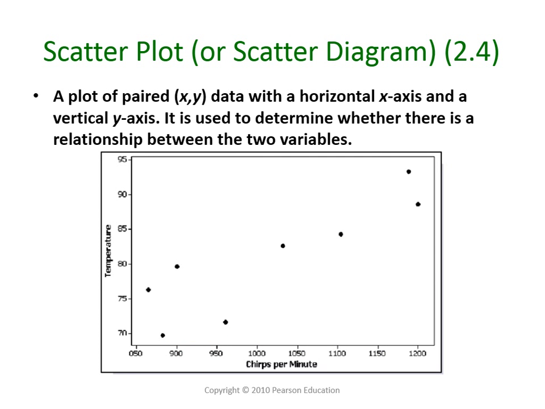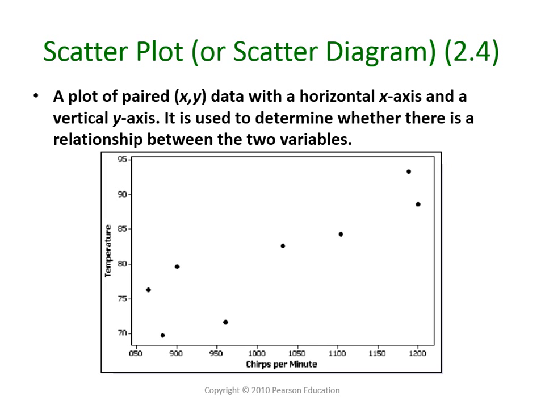Okay, a scatter plot or a scatter diagram is a plot of your paired data, so it has to have ordered pairs, x and y, with the horizontal x-axis and a vertical y-axis. It's used to determine whether there is a relationship between the two variables. This one is looking at crickets and the amount of chirps per minute compared to the temperature.